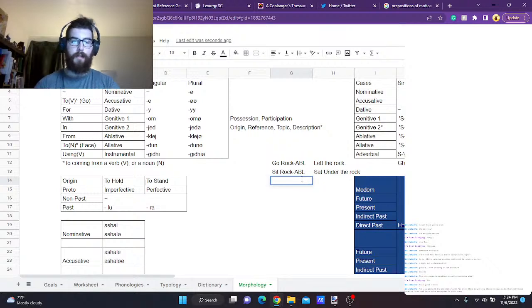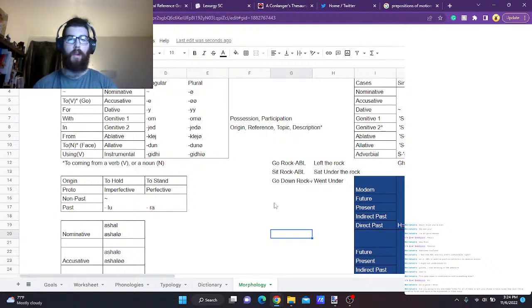Now, if it's ablative and you want to communicate the meaning of "went under," then it could be like go down. Go down rock. Down from the rock. If that makes sense.